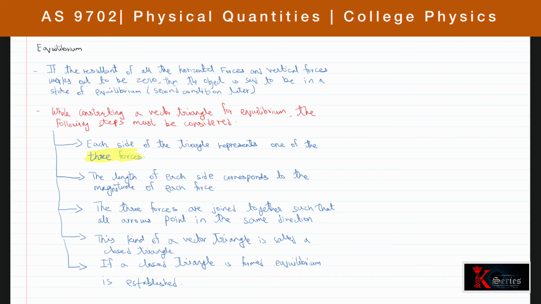Now the third step is that the three forces are joined together such that all arrows point in the same direction. So all of them would be joined from head to tail in a way that all of them would be pointing in the same direction, right? So it's going to be continuous.